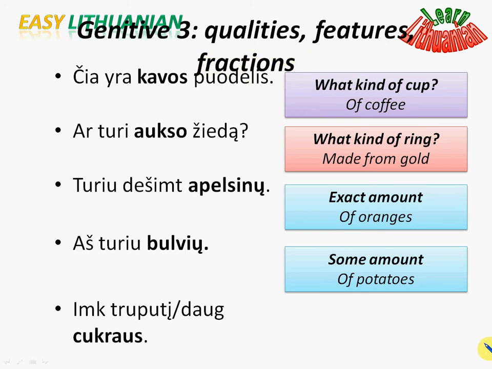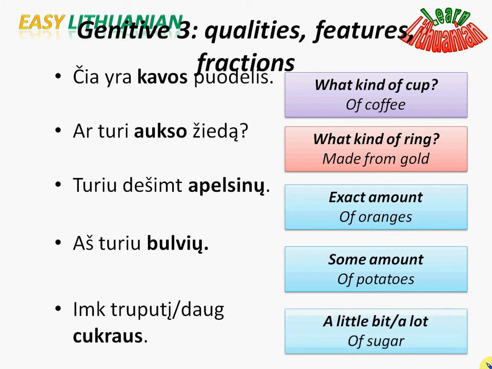Imk truputį cukraus, or imk daug cukraus. Truputį means a little bit and daug means a lot. When you say such words that mean amount, this sentence means take a little bit of sugar, or take a lot of sugar. That means that you say the word that explains the amount of sugar.